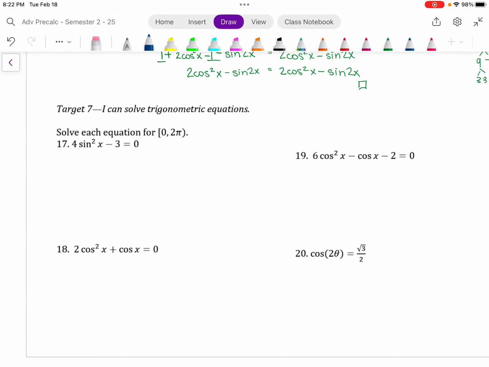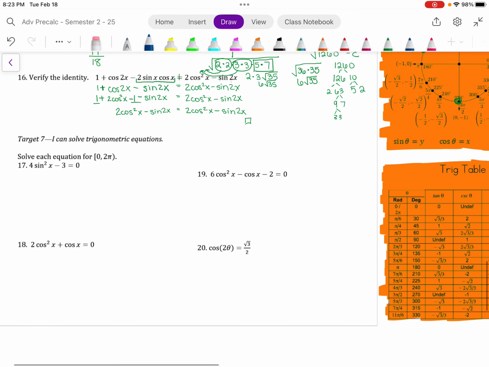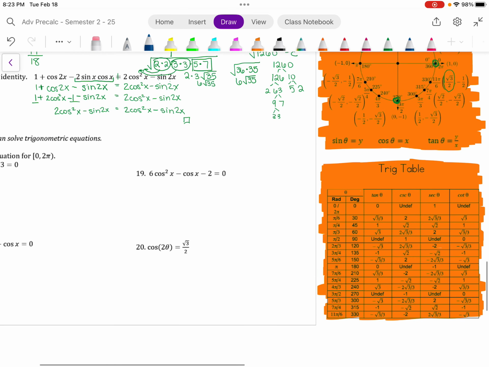All right. Last part here, these 4 problems. The main thing that you need to solve these 4 problems is just your unit circle or your trig table. For these 4 problems, we actually only need our unit circle, but occasionally if you're solving for tangent or cosecant or secant, you would do the table instead.